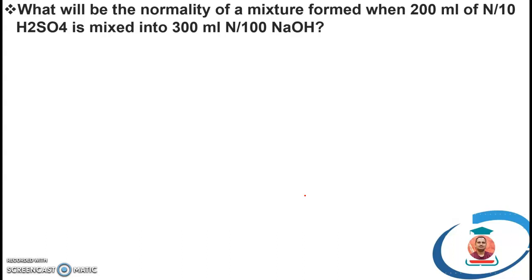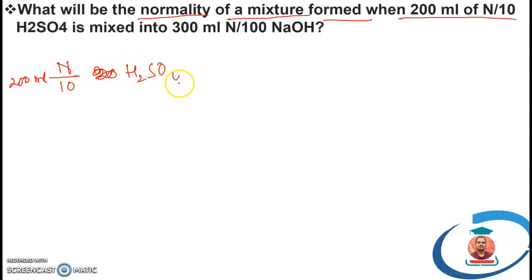Here, what is happening? A neutralization reaction is happening. What will be the normality of the mixture formed when 200 ml of N by 10 H2SO4 is mixed with 300 ml of N by 100 NaOH?